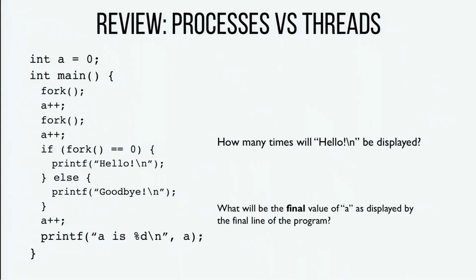We'll see. OK. So here is a review question for you, going back to processes versus threads. Here we're just looking at processes. To remember what's shared and what isn't across processes, spend a minute, talk with your neighbor, and figure out how many times hello will be displayed, and the final value of A. Call fork a bunch of times. What is it doing?